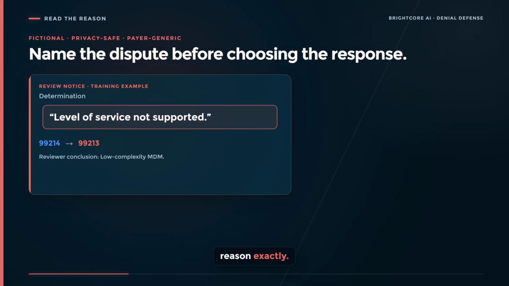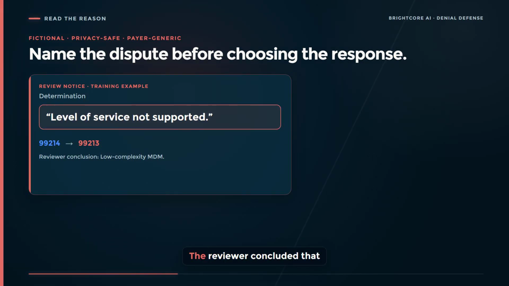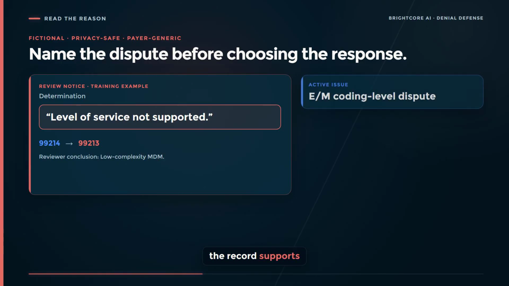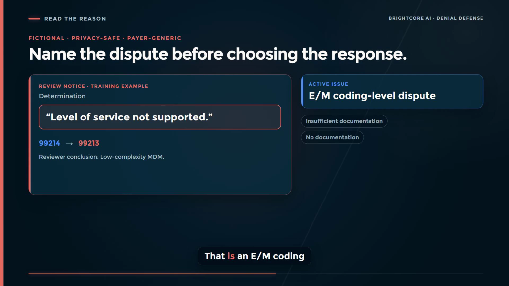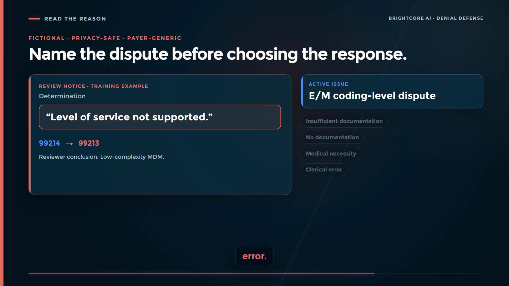Start by reading the reason exactly. Our notice says, level of service not supported. The reviewer concluded that the record supports low-complexity MDM and adjusted 99214 to 99213. That is an EM coding level dispute. It is not the same as insufficient documentation, no documentation, medical necessity, or a clerical error. Those issues may require different evidence and a different response. If you misidentify the problem, even a well-written reply can answer the wrong question.